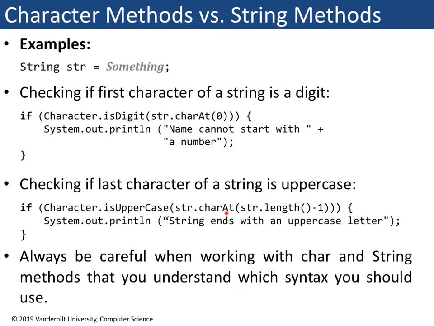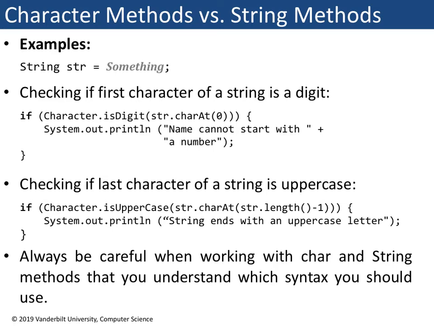So the charAt method will return the last character in the string. That char is passed to the isUppercase method built into the character wrapper class. isUppercase will return a Boolean value of true or false. If the value is false, we will print out string ends with an uppercase letter.